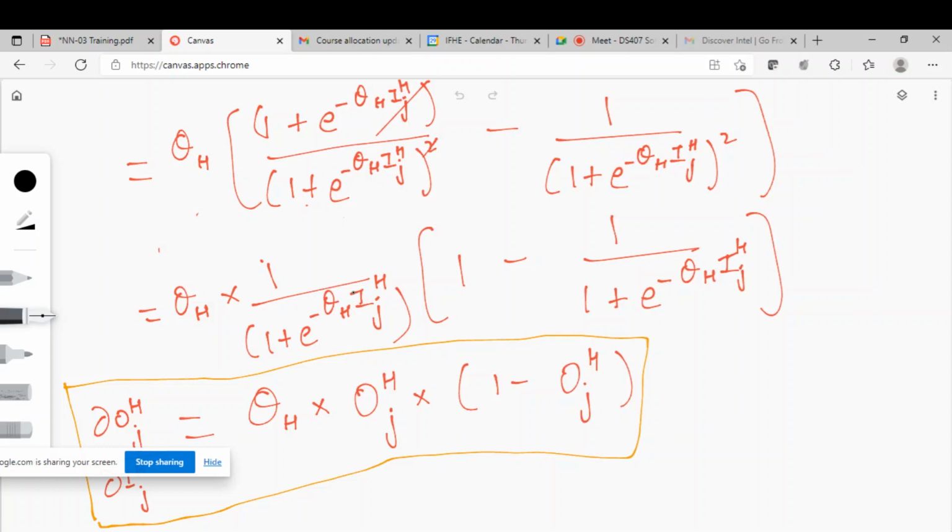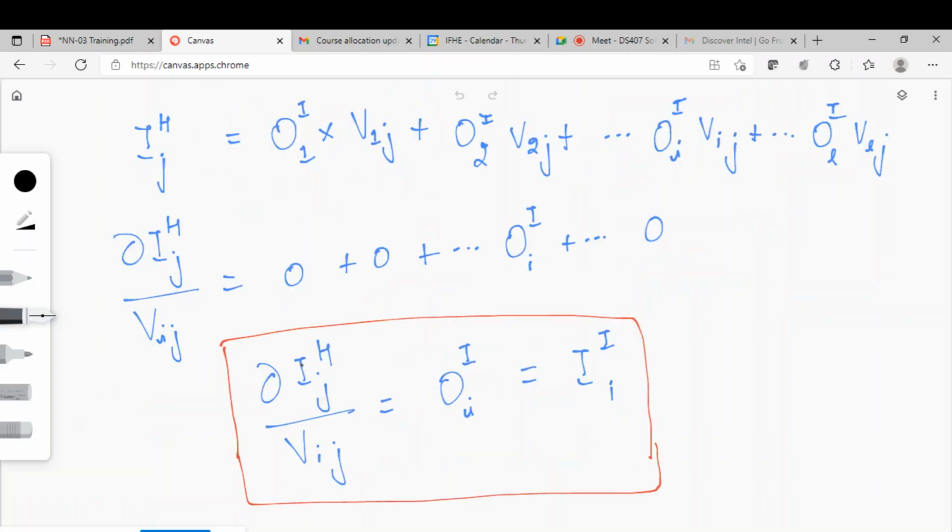So when you take the derivative with respect to Vij, here there is no Vij, so this will become 0. Here also there is no Vij, so this will become 0. All these terms will become 0. So this Vij will become 1, and this will be OIi, and all the other things will be 0. So when you take the derivative of IJH with respect to Vij, what you get is OIi, right? Which means that when you take the derivative of the input to the jth neuron of the hidden layer with respect to Vij, the result is nothing but the output of the ith neuron of the input layer.